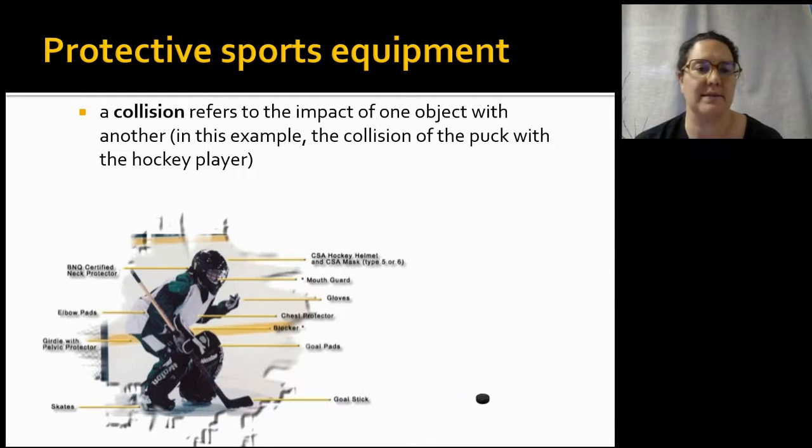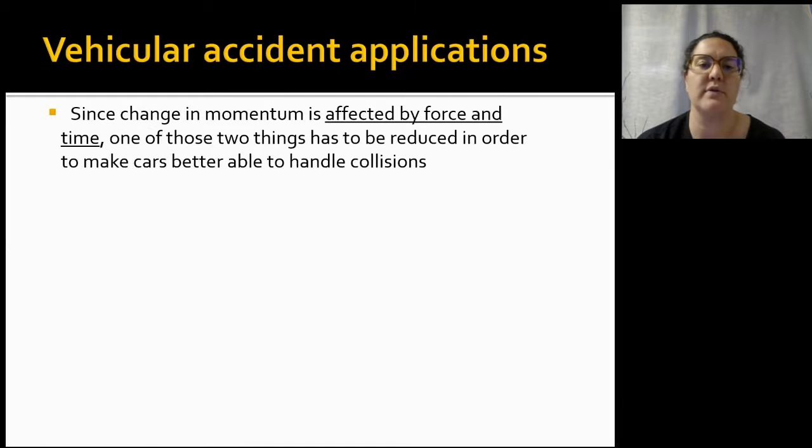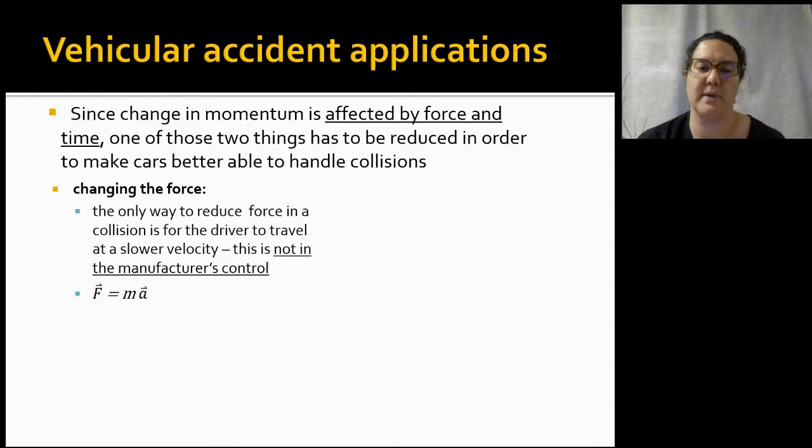Now, in a vehicle accident, the change in momentum is affected by force and time. So, in order to reduce the momentum change in a collision, one of those two things has to be reduced to make cars able to handle collisions better. One is to change the force. The only way to reduce the force in a collision is for the driver to travel at a slower velocity. And this is not in the manufacturer's control. This is in public government control.